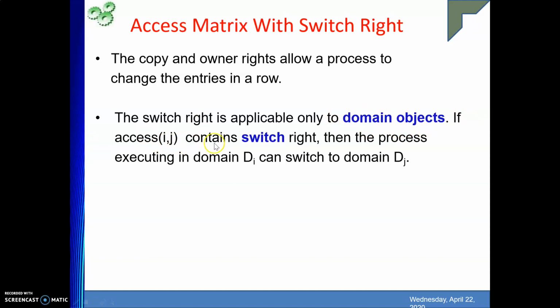If access(i,j) contains the switch right, then the process executing in domain Di can switch to domain Dj. So see here, i and j both should be domains. It is written that switch right is applicable only to domain objects. So in access(i,j), i represents a domain, fine. But generally j we were representing an object. But this time this j should be another domain, right? So for Di domain to Dj domain, you can switch if this access(i,j) contains the switch right.